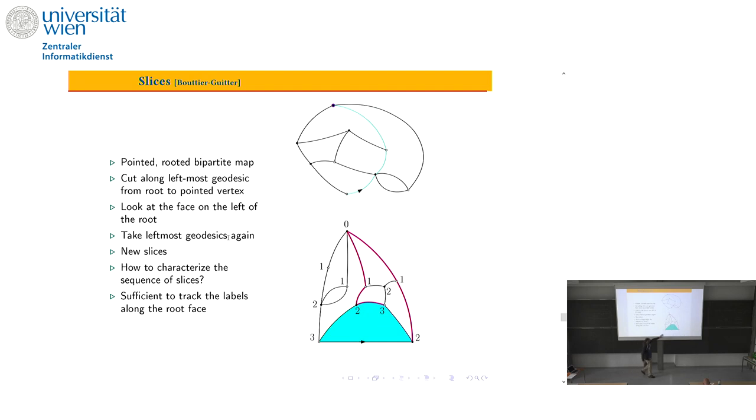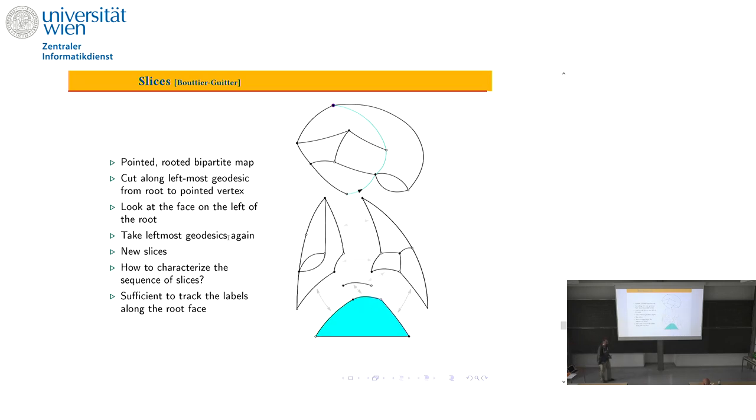So I look at that face. And from that vertex to the pointed vertex, it's a geodesic of length 2. From that vertex, because it has a greater distance than the other one, the leftmost geodesic will go through that vertex. So that's very important. And then from here to the top vertex, it's just like that. So now I cut along those geodesics to get new slices. It's an iterative, recursive procedure. I get a trivial slice here because, as I told you, this vertex is at a further distance than this one, so the leftmost geodesic goes like this first. And so I have 3 slices here that I can glue together back to obtain my original map.